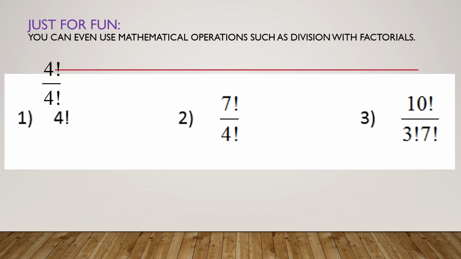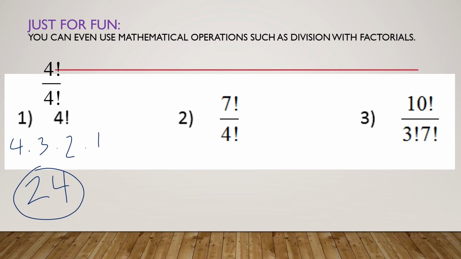Okay, these ones, I'm just going to run through really quick. You can try them on your own, pause the video if you'd like. 4 factorial, obviously you can do 4 times 3 times 2 times 1, and you get 24, or you can plug it into your calculator. Now, 2 and 3 are a little bit different.